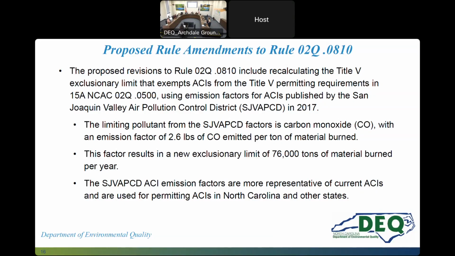You would need 76,000 tons with this new emission factor before you get to 100 tons of a criteria pollutant. Okay, one last question. You mentioned that the operators are required to keep a log. What all goes into that log?